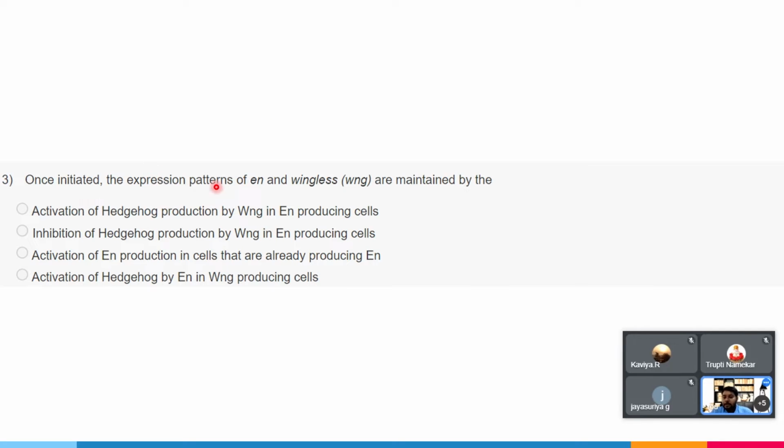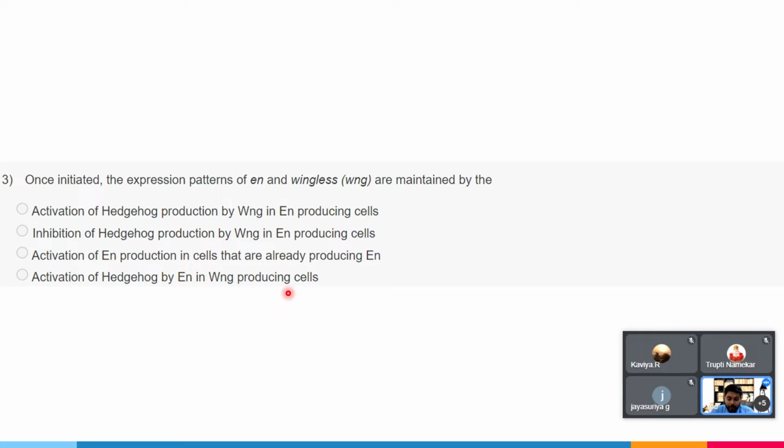Once initiated, the expression patterns of engrailed and wingless are maintained by which of the following? So engrailed and wingless, as I said, are segment polarity genes. Once their expression is initiated, how is it ensured that those cells maintain those expressions? The options are: activation of Hedgehog production by wingless in engrailed producing cells, inhibition of Hedgehog production by wingless in engrailed producing cells, activation of engrailed production in cells that are already producing engrailed, activation of Hedgehog by engrailed in wingless producing cells.